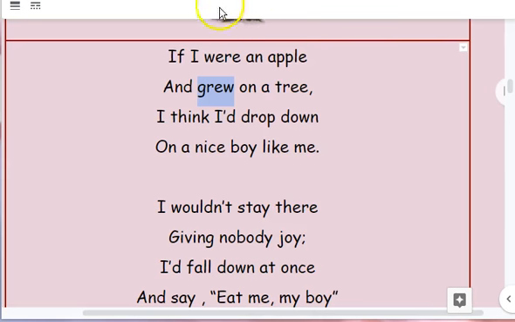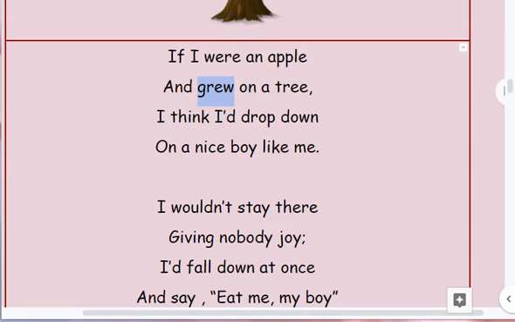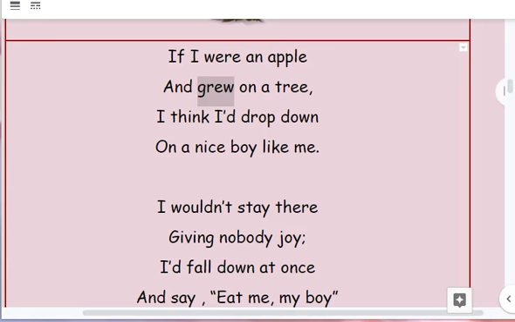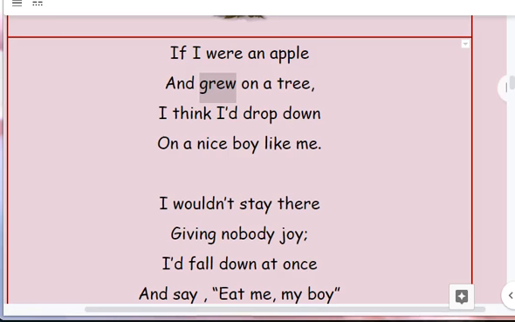Can you say this word again? Wait, I need to highlight the word so you can see it.